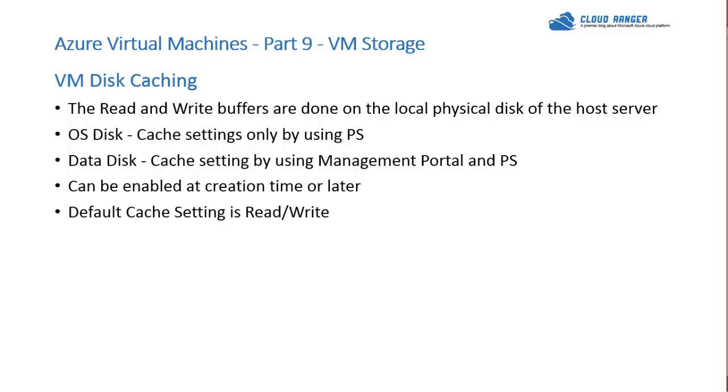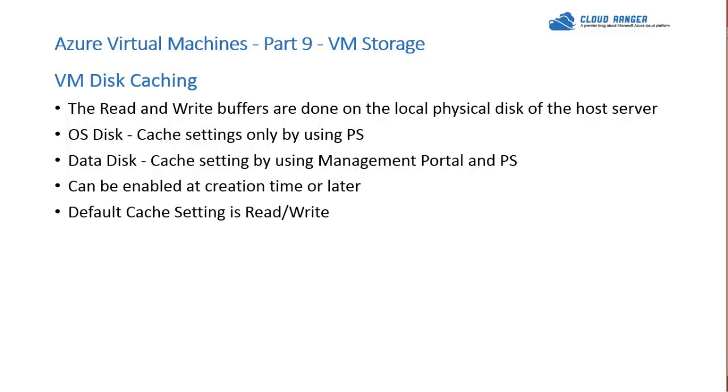Now, I've got some conflicting documentation on this, but OS disk cache settings can only be set using PowerShell, and a data disk from the Management Portal and PowerShell. But it seems like in the Management Portal, I do see a setting for OS disk caching from the portal itself and not only from PowerShell, okay? I'll show that to you momentarily.